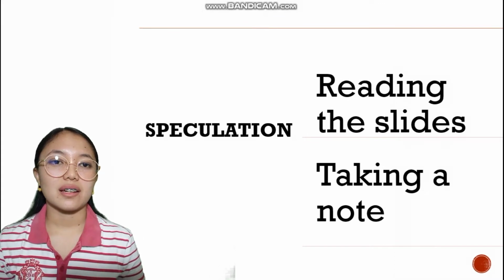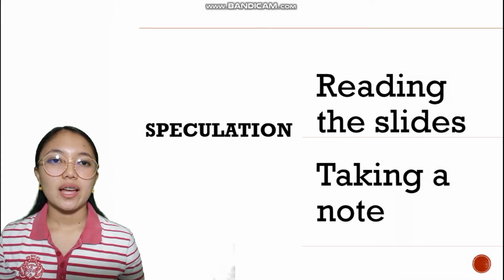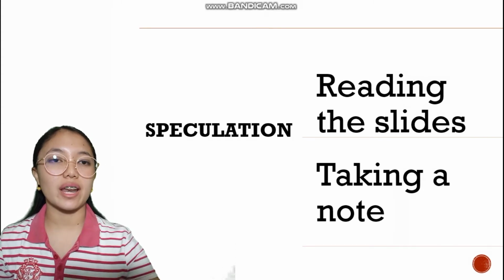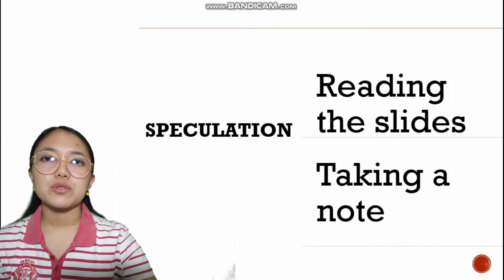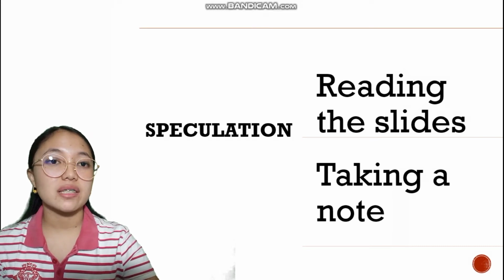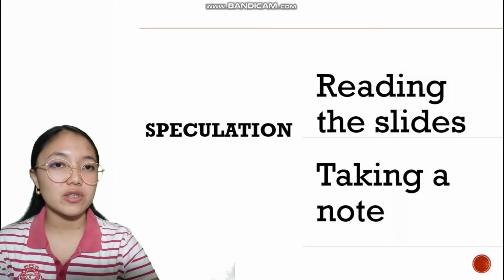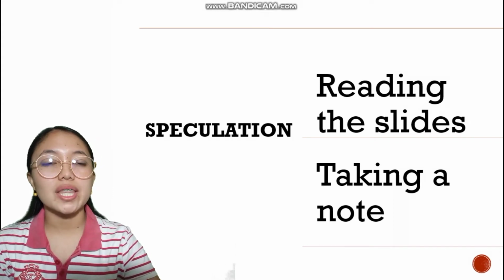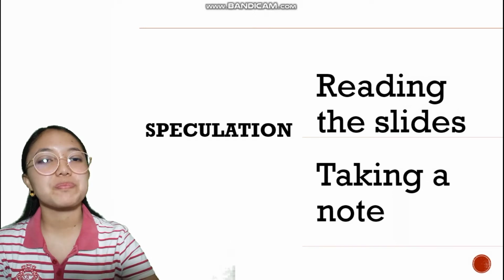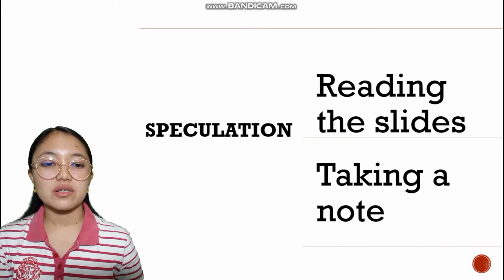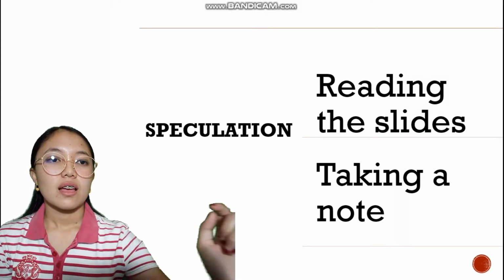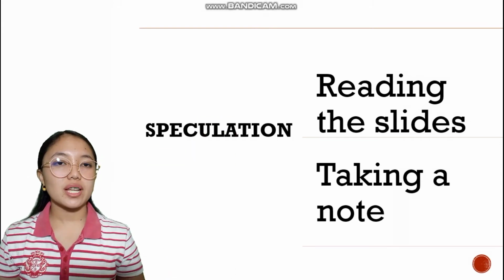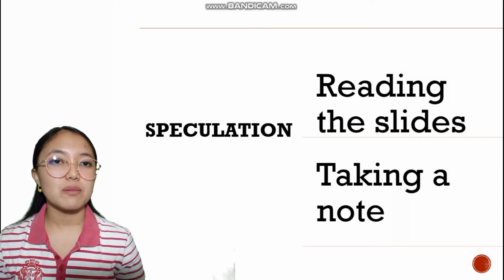Okay, to learn explanation text through project-based learning, you have to follow these steps. You have to follow the procedures of project-based learning as what I have explained to you before. The first procedure is speculation.